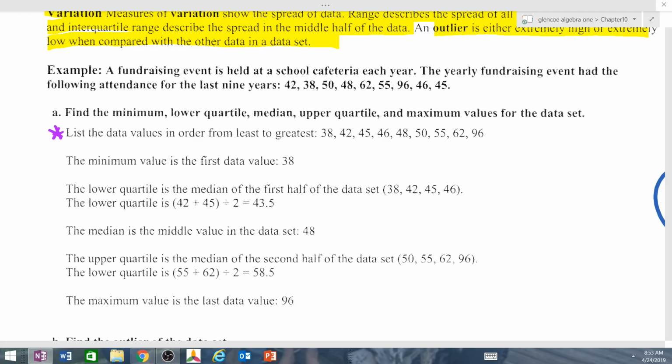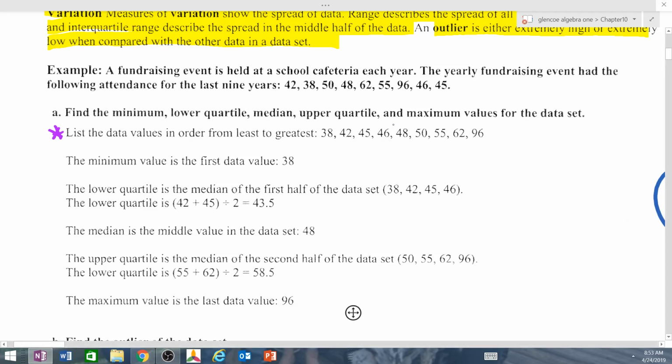96. Good. I just need you to pay attention. Good job. Okay. The minimum value is 38. The maximum value is 96. What's the median, or what's the middle number? Once you put it in order from least to greatest, what's your middle number? 48.